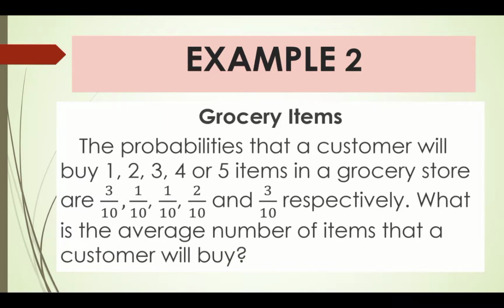In our second example, we have the grocery items. The probabilities that a customer will buy 1, 2, 3, 4, or 5 items in a grocery store are 3 over 10, 1 over 10, 1 over 10, 2 over 10, and 3 over 10 respectively. What is the average number of items that a customer will buy?